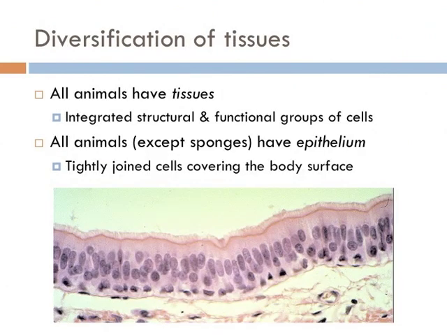In addition to being multicellular and heterotrophic, all animals have tissues. And tissues are specific groupings of cells that are integrated both in their structure and what they do, their function. For example, all animals except fungus, and sponges are just weird. Anyway, they all have epithelial tissues.